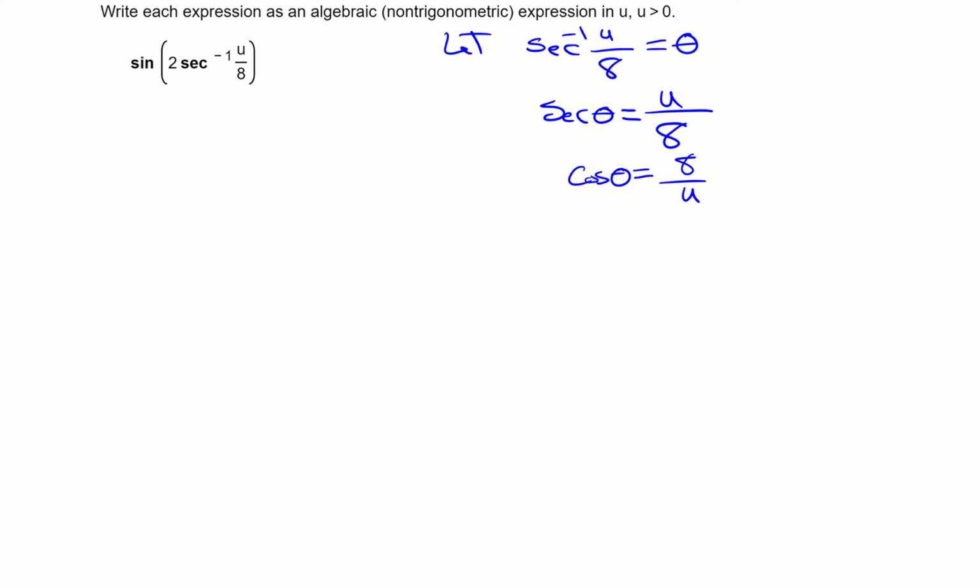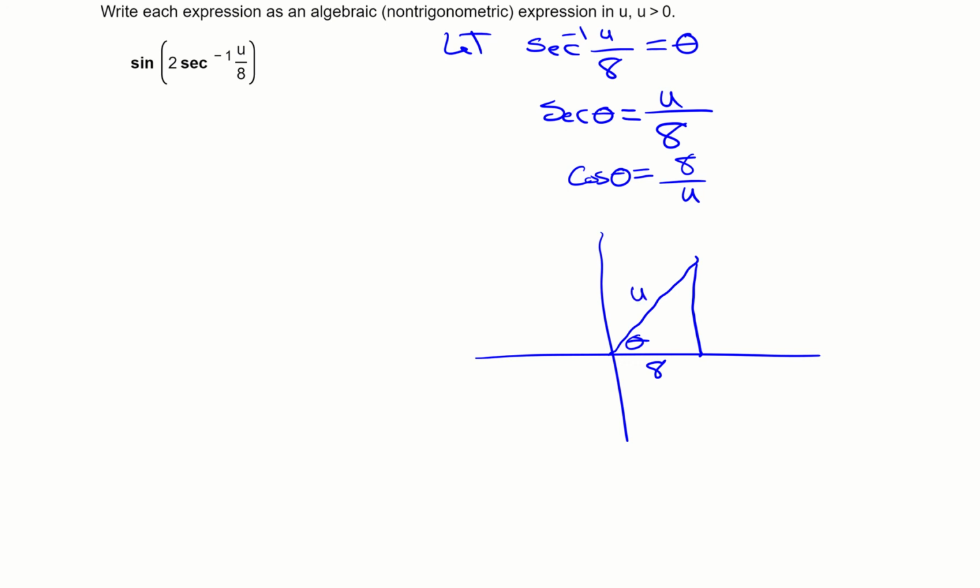So if we set up a graphic for this, we have cosine. We want to draw an angle whose cosine, which is adjacent over hypotenuse, is 8 over u. So the adjacent side will be 8, and the hypotenuse will be u.